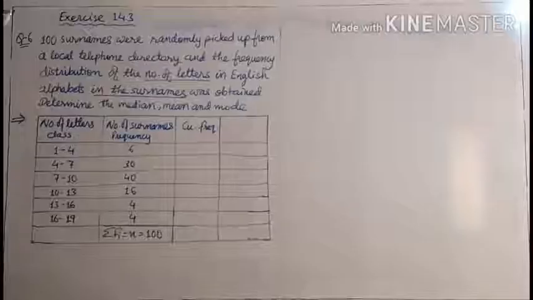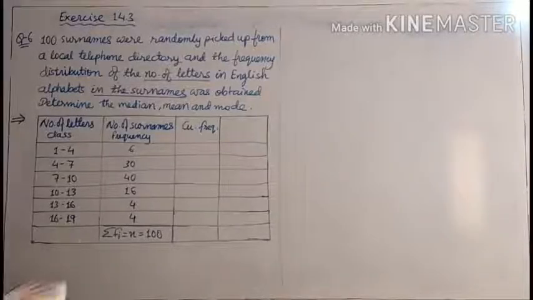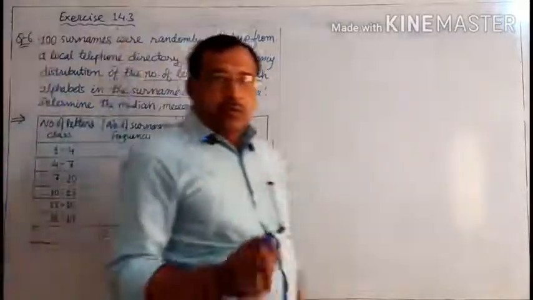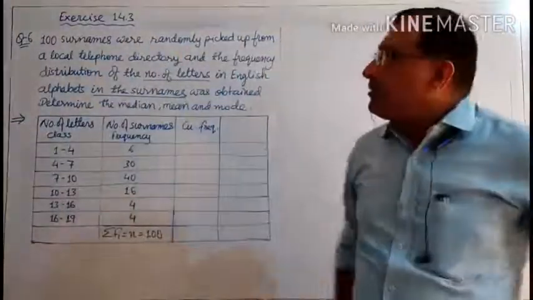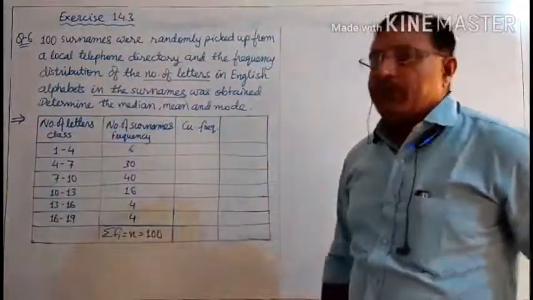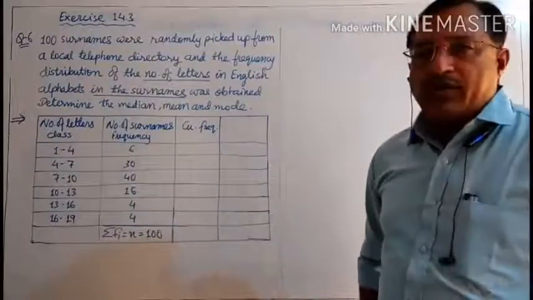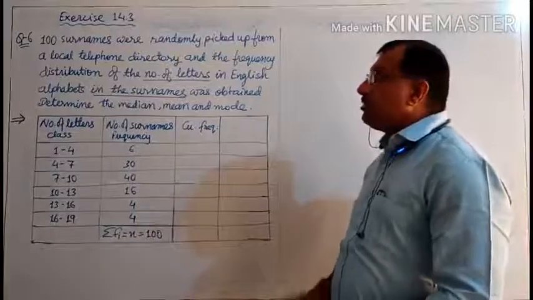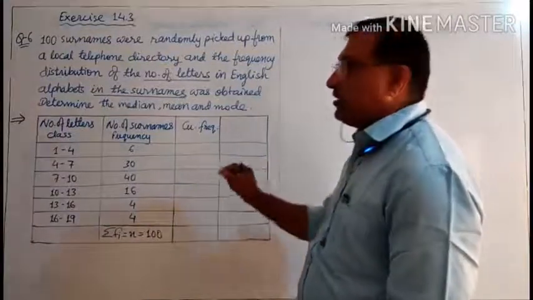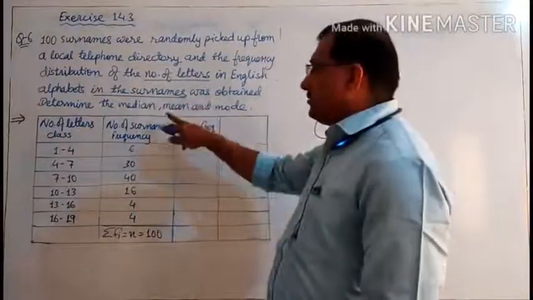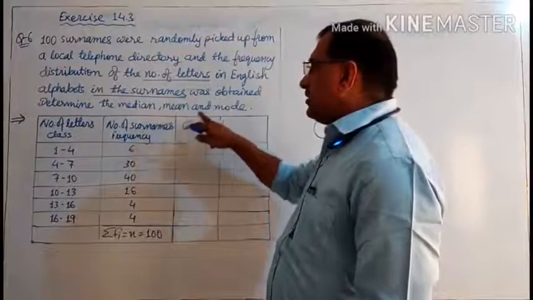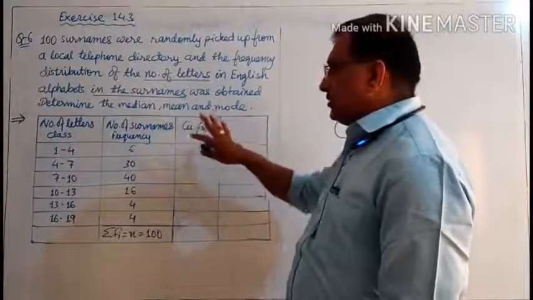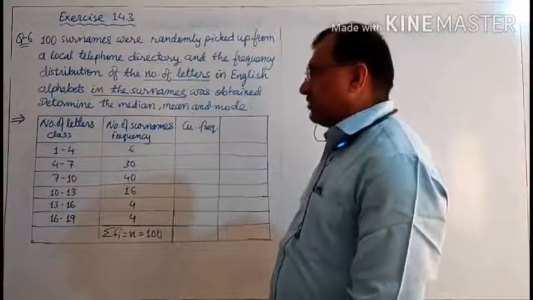6. In question 6, there are 100 surnames randomly picked up from a local telephone directory, and the frequency distribution of the number of letters in the English alphabet in surnames was obtained. So determine the median, mean and mode. Let us determine the median first of all.